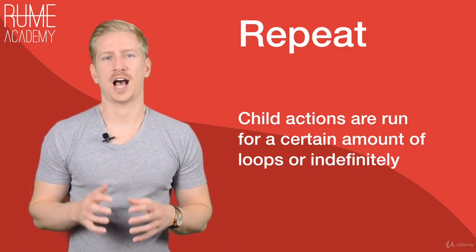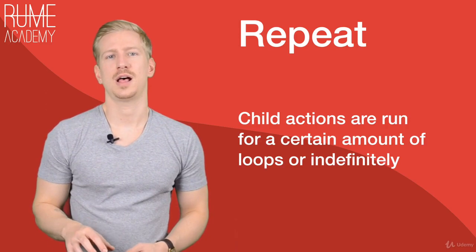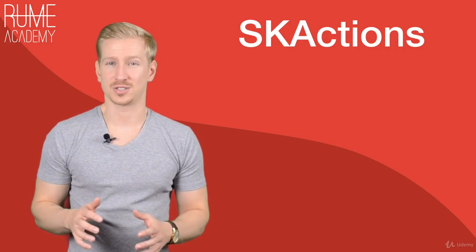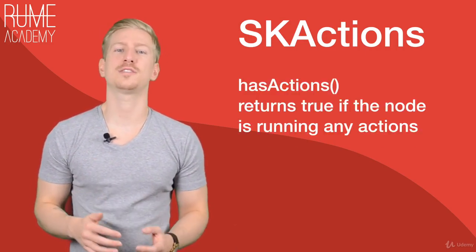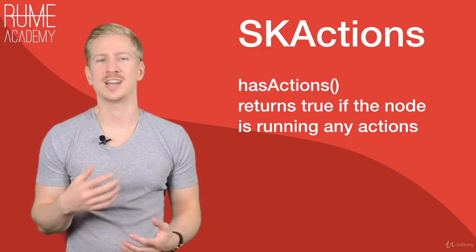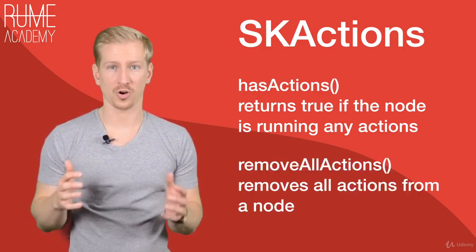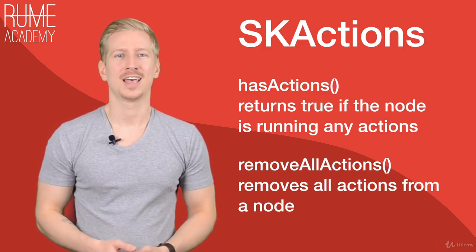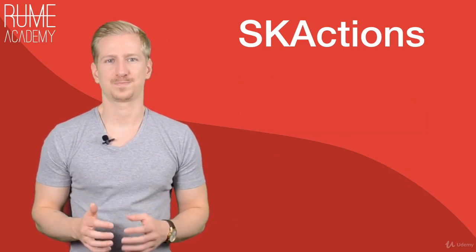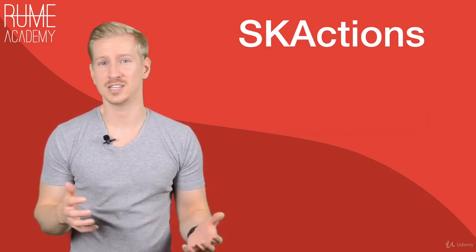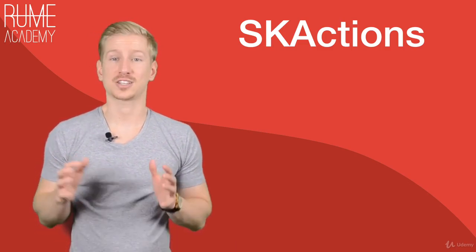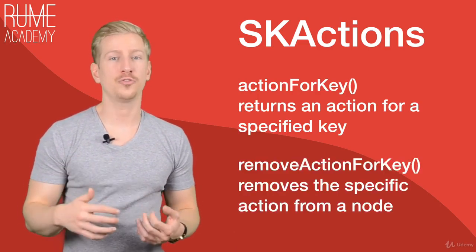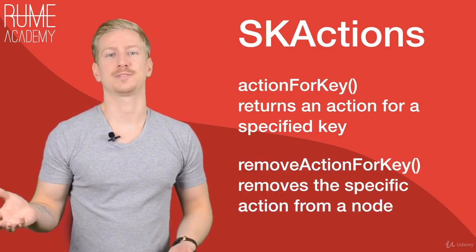Now we've talked about how nodes can run actions. Let's talk about how they can influence actions. The hasActions method allows us to check whether or not a node is currently running any actions, and removeAllActions allows us to remove all actions. If we want to be more specific with actions that we assigned a key to, we can use action(forKey:) to request that action and then removeAction(forKey:) to remove it.